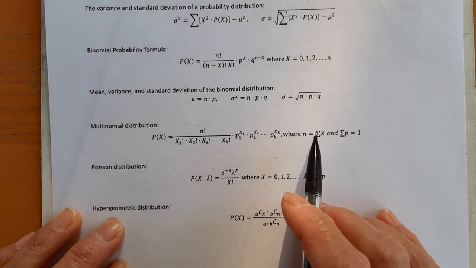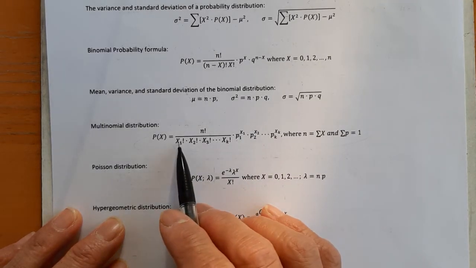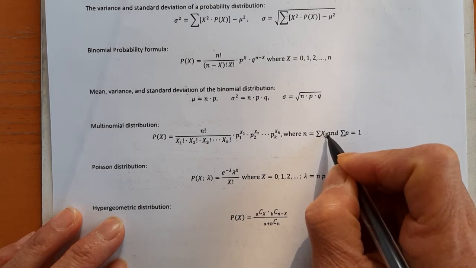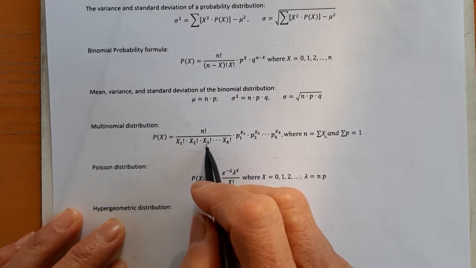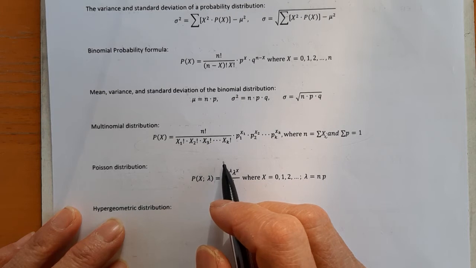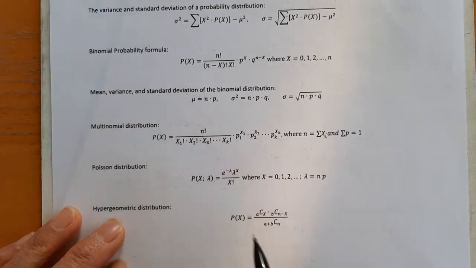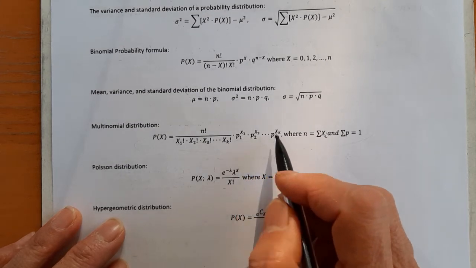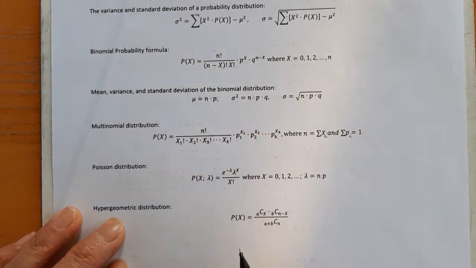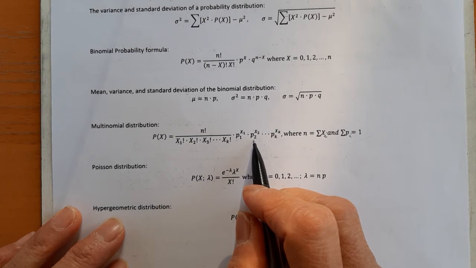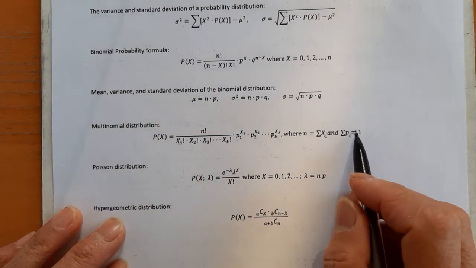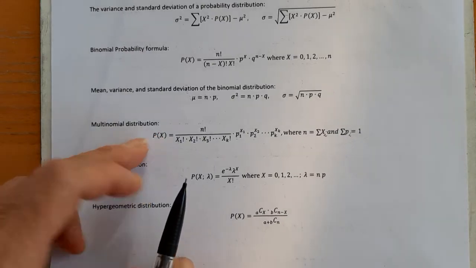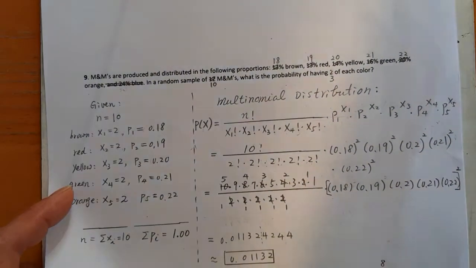And here, the summation of those xi, x1 add x2 add x3 add until xk, should be equal to n, the total. And the summation of those pi, p1 add p2 add until pk, should be equal to 1. So using this formula, we can do this question.